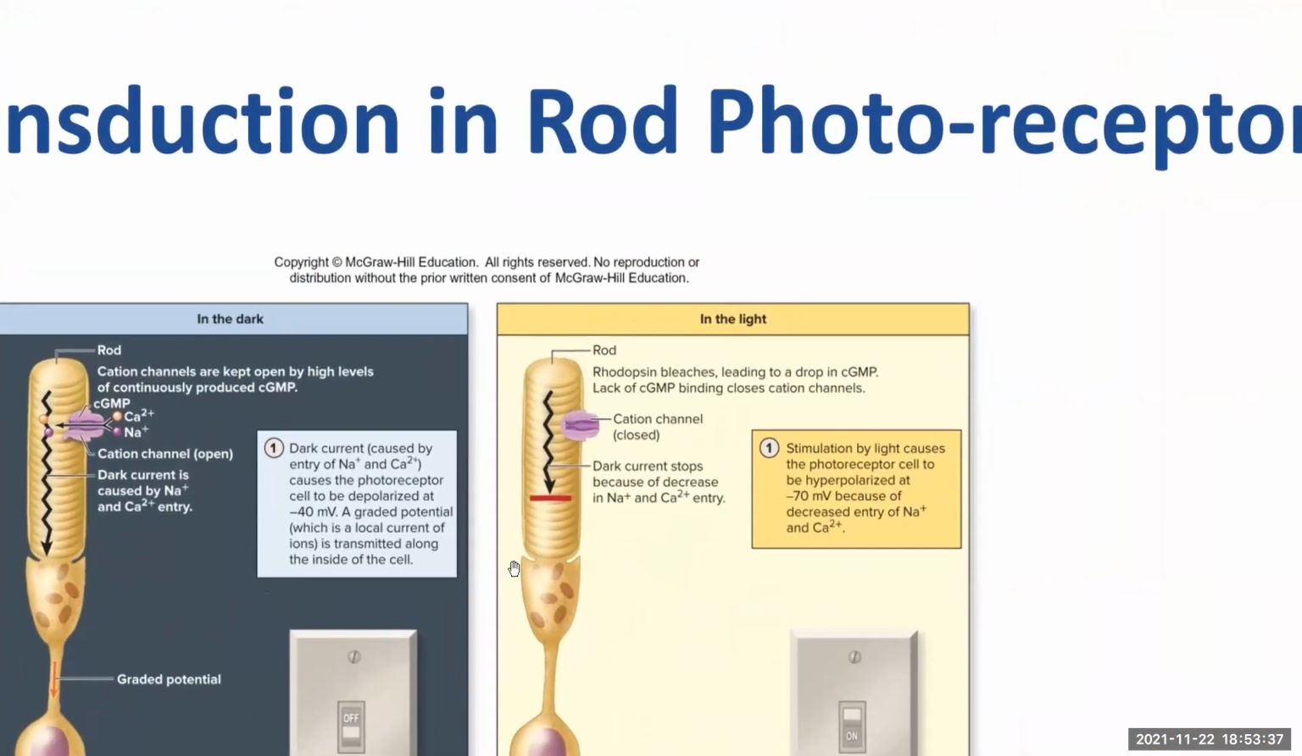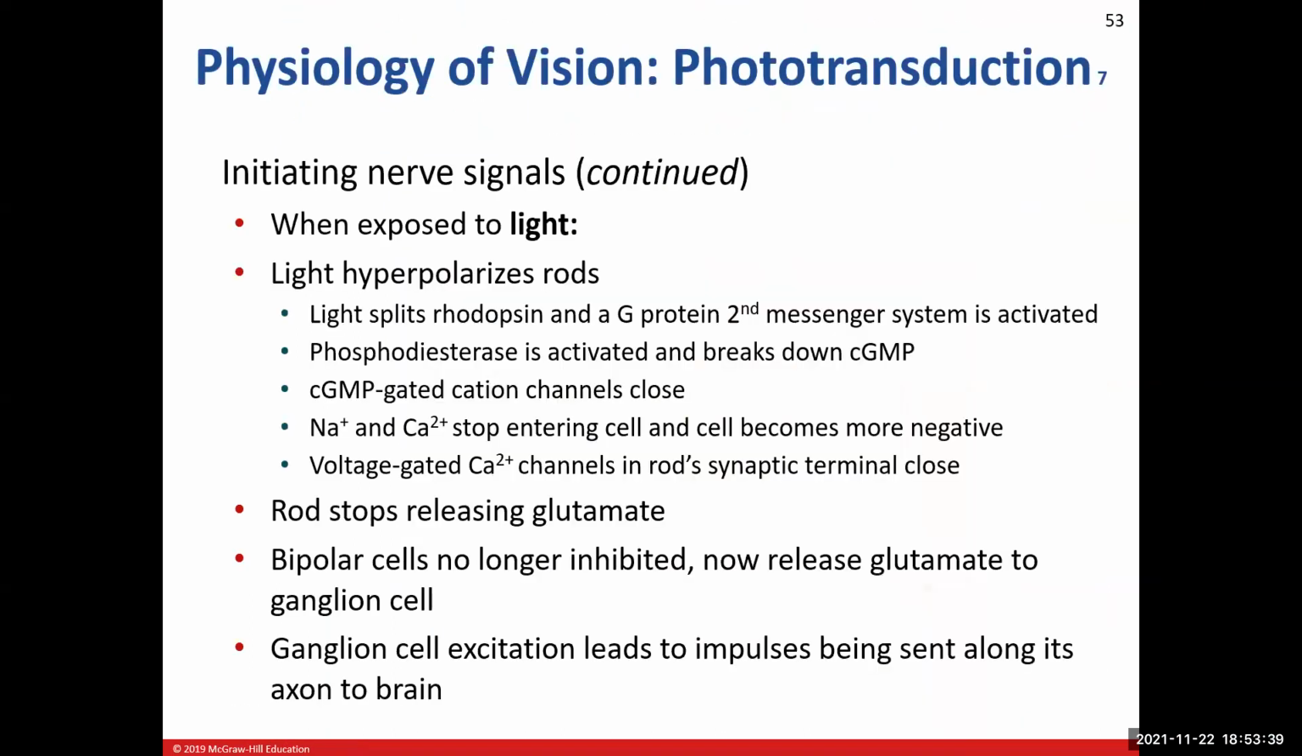Okay, so that brings us to what happens in the light. Let's talk about that. Once there is ample light, we are going to see hyperpolarization of the rods. How does that happen? Well, we already talked about the bleaching effect. That's what I'm talking about when I say the light splits the rhodopsin. We get the bleaching effect going on, but we're also going to bust out our secondary messenger system again, and we're going to deal with that G protein.